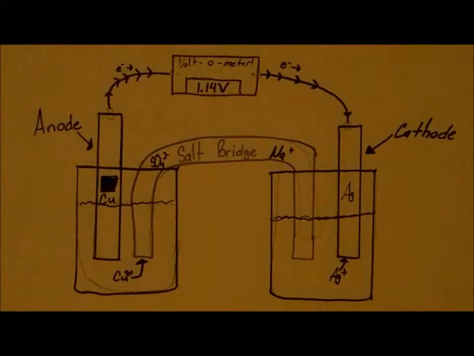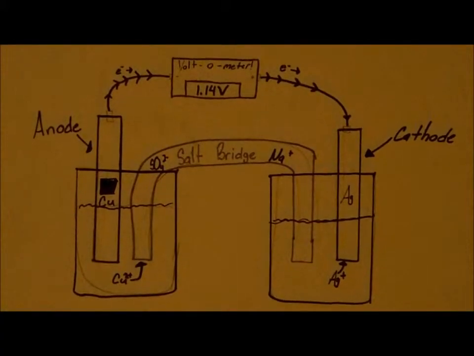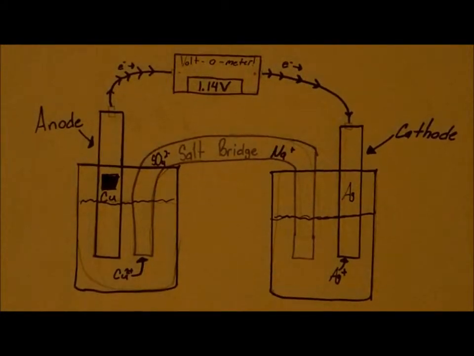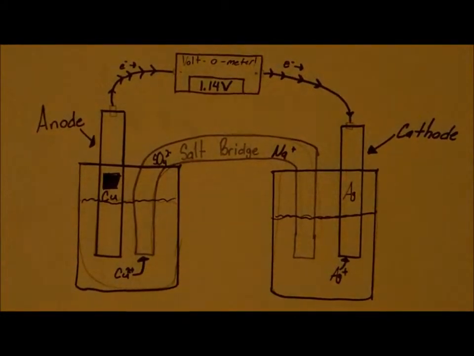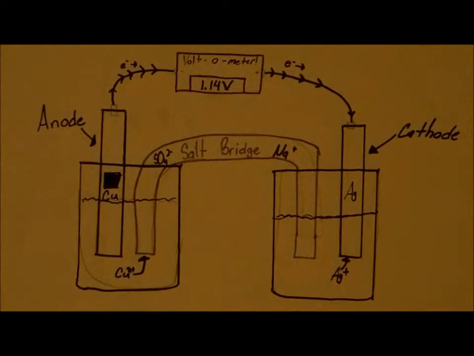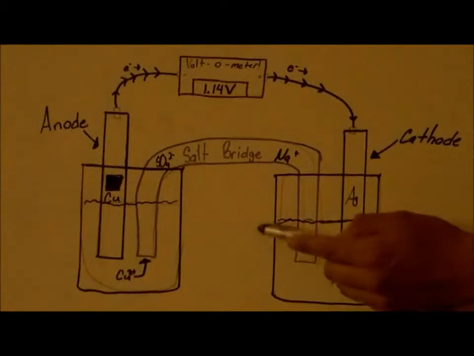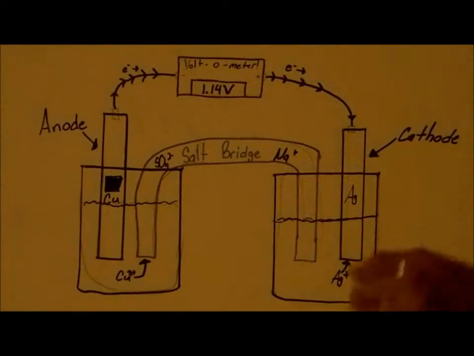Today we're going to talk about cell potential. Cell potential is a measure of the difference between two half cells' abilities to transfer electrons. And to help find cell potential, we will use this here electrochemical cell to demonstrate.